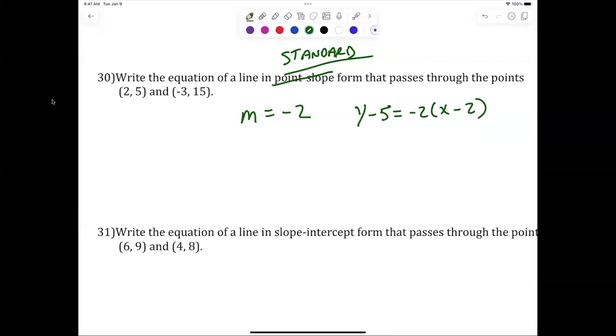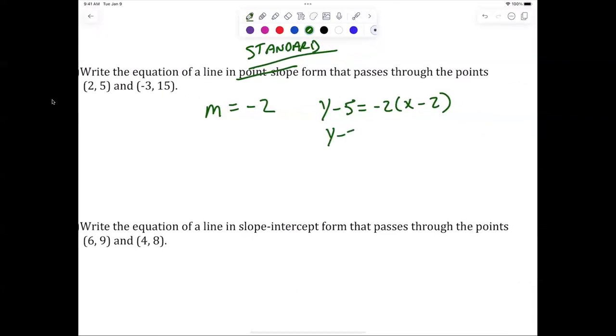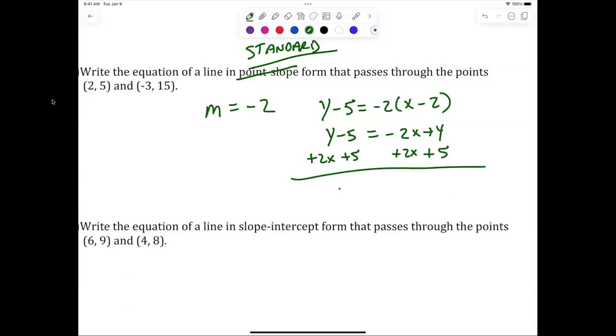Okay, now go ahead. If we're going to standard form, distribute, what do you get? And then what? Perfect. And so I end up with 2x plus y equals 9. 2x plus y equals 9. Anybody have an issue with that? Anybody?